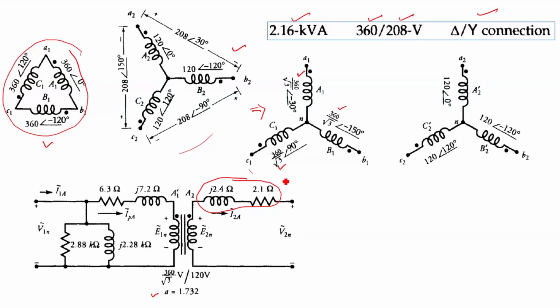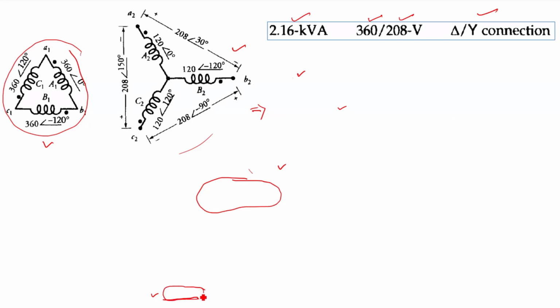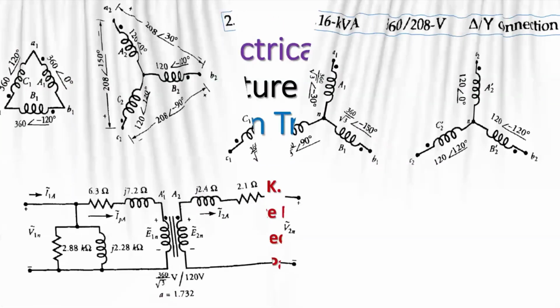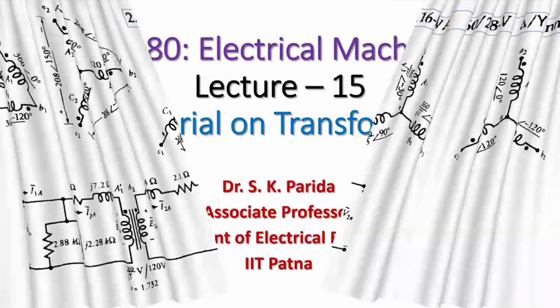So this is how we represent the three-phase transformer and we go for the analysis of the three-phase transformer. Here we can see the transformation ratio for this equivalent circuit is 1.732. Similarly, in this case also it is different, 360 by 120. So for this, the primary side voltage is 360 and the secondary side voltage is 120 by root 3, right? Okay, so here for this equivalent circuit, the transformation ratio we consider is 5.196, right? So this is how we do the three-phase transformer analysis.